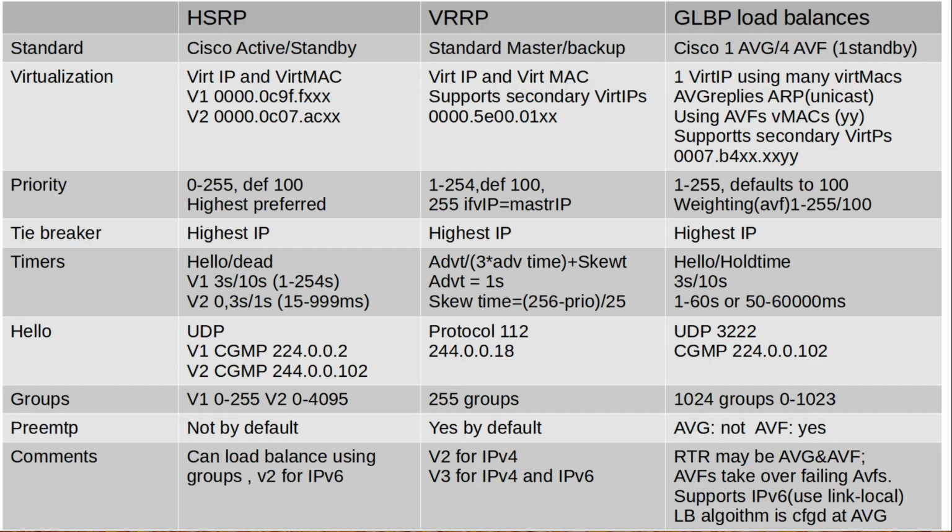Here's a table that compares the first hop redundancy protocols. Remember how your devices are named. For instance, in HSRP, your main device is known as active, and the other ones are standby. In VRRP, the active default gateway is master, and the other is backup. In GLBP, you have an AVG and several AVFs, and so on.